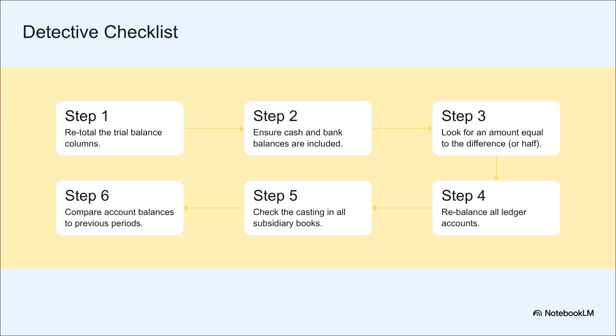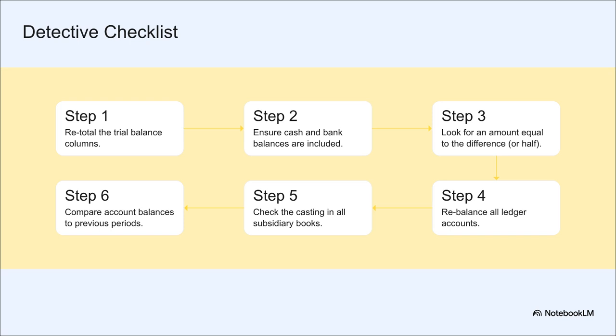Step 2, make sure nothing obvious is missing. Did you remember to include your final cash and bank balances? Step 3 is a classic trick. Look for an entry that exactly matches the difference. Now, if you find an amount that's half the difference, ding, ding, ding, you've probably posted something on the wrong side, a debit that should have been a credit.